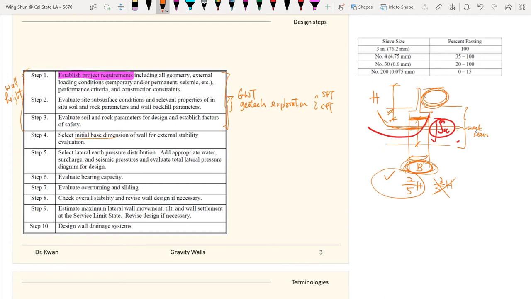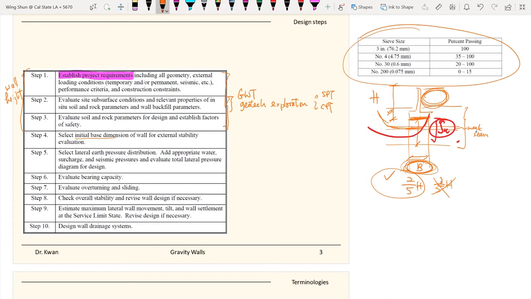And step five will be to select the lateral earth pressure distributions, and also look at other issues like the surcharge that you may have. Is this wall freely drained? Hopefully it is, then you don't need to worry about the hydrostatic water pressure. But in some cases, it's too expensive to get all freely draining materials. You need to mix your backfill material with a certain type, a certain percentage, maybe 50%, I think, as a design criterion.